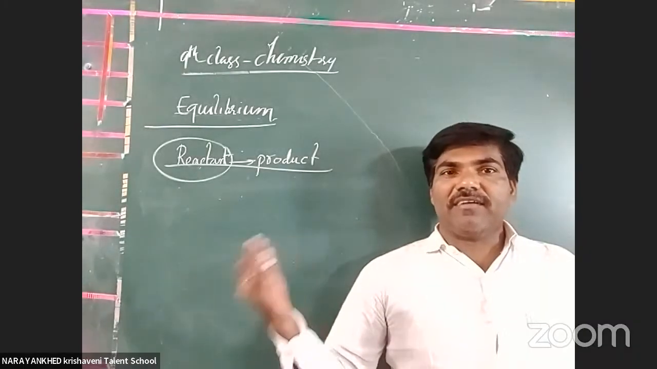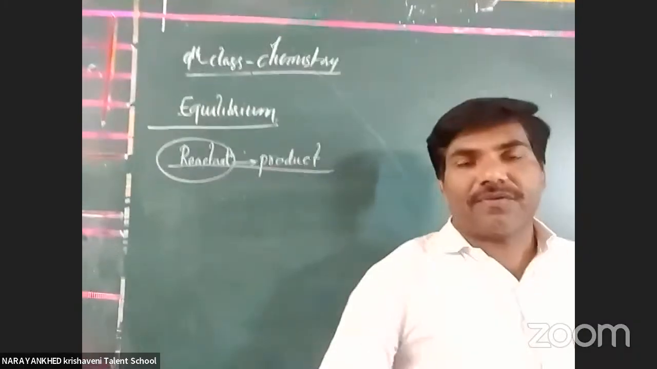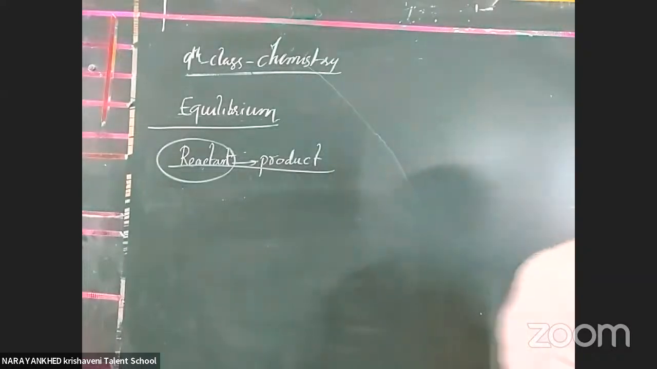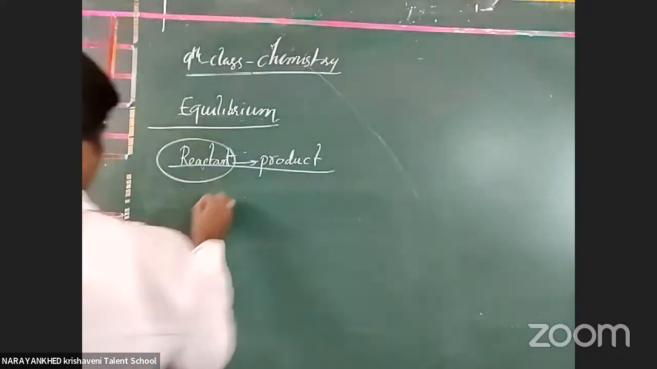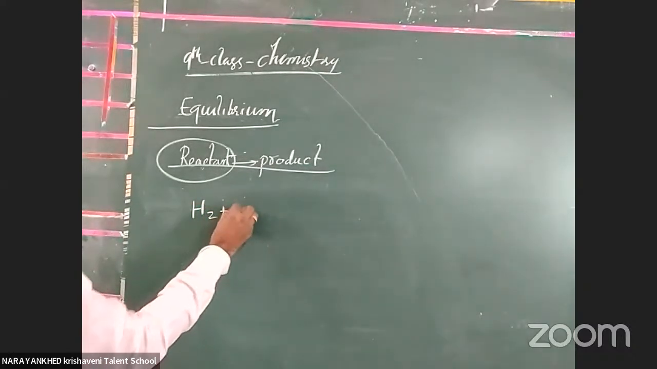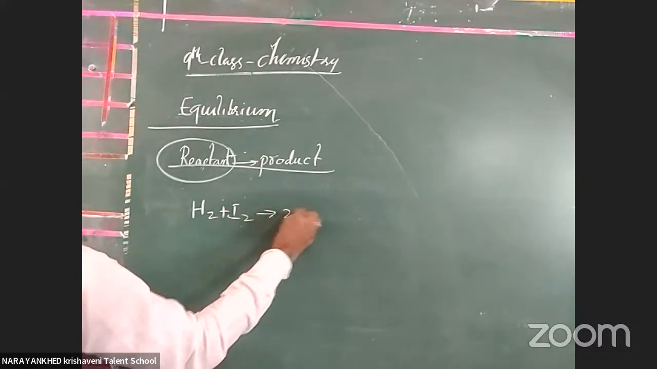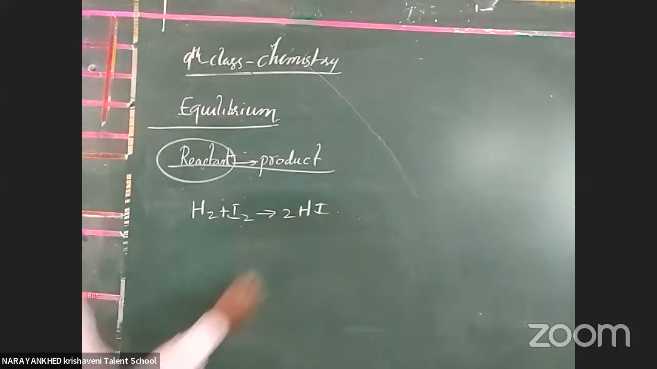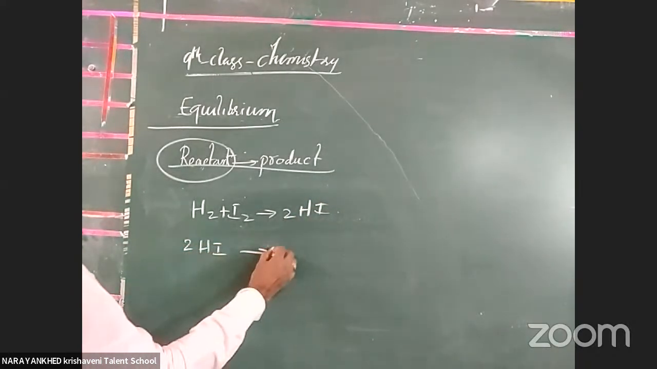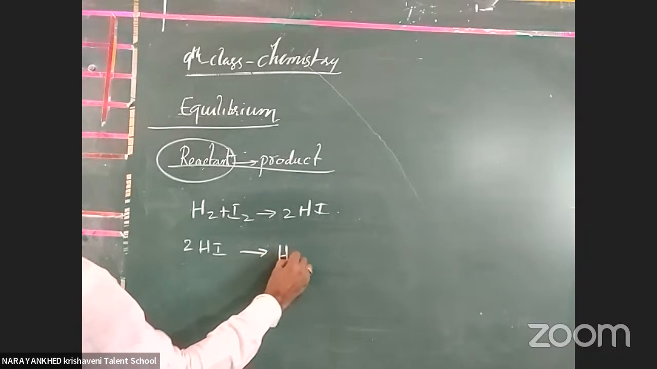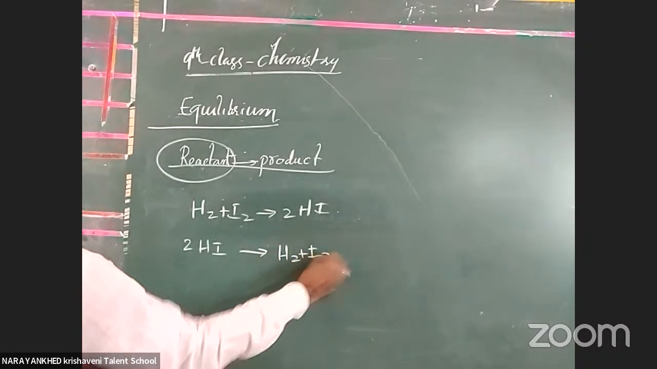...increases its reactant, it is called product. Got it or not? Suppose there is given one reaction like this: H2 plus I2 gives rise to HI. And one more will be given: 2HI gives H2 plus I2.